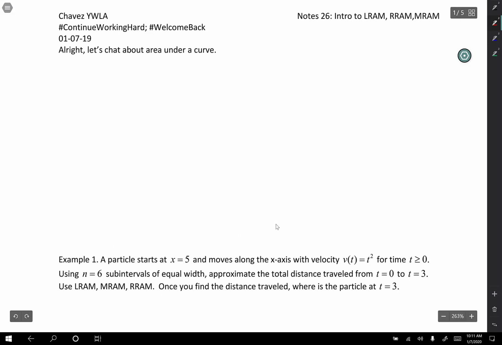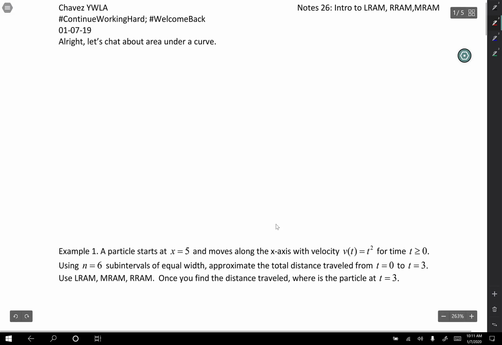All right, guys, let's go ahead and get started. We're gonna do the intro first, and then we'll get more into this as we get more and more advanced. So let's chat a little bit about area under the curve.